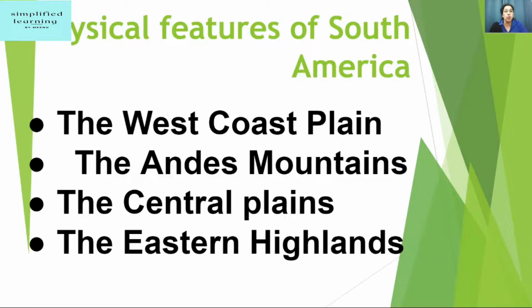So, there are four physical features. The first one is West Coast Plain. Second, the Andes Mountains. Third, the Central Plains. And the last one is the Eastern Highlands. So let's talk about the West Coast Plain.